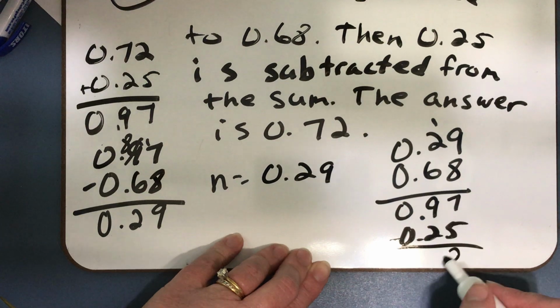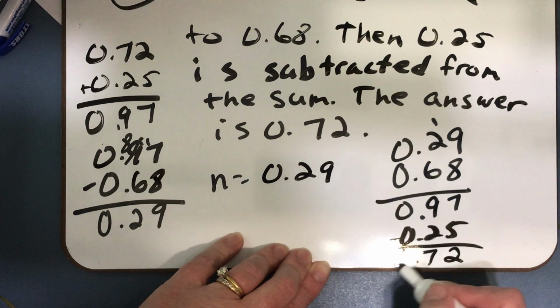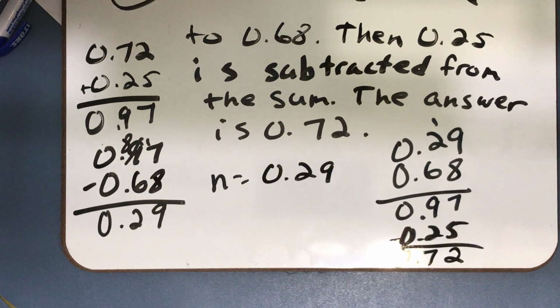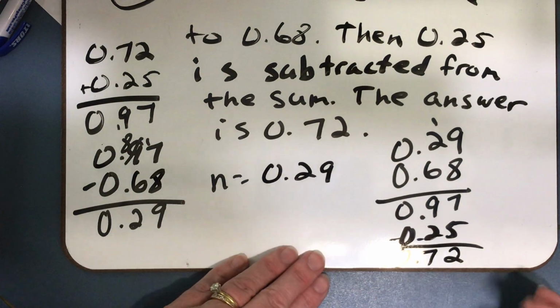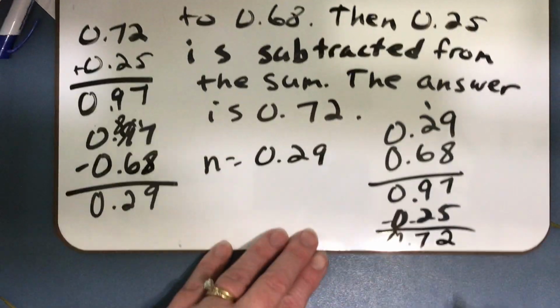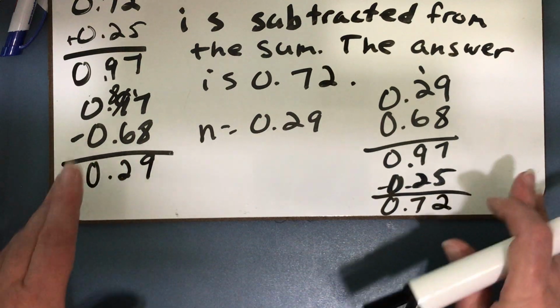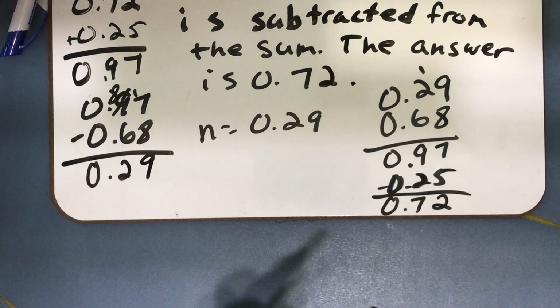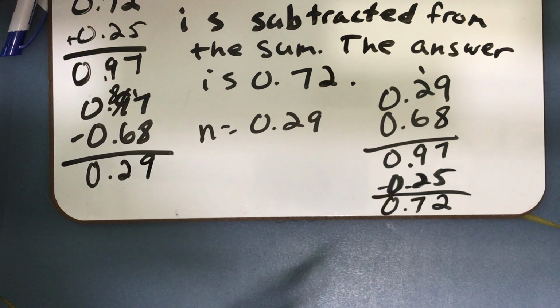7 minus 5 is 2. 9 minus 2 is 7. And the answer is 72 hundredths. So that is exactly what you are going to do. Follow the same steps. It's just different numbers on number 13. You do not have to do 14 and 15.